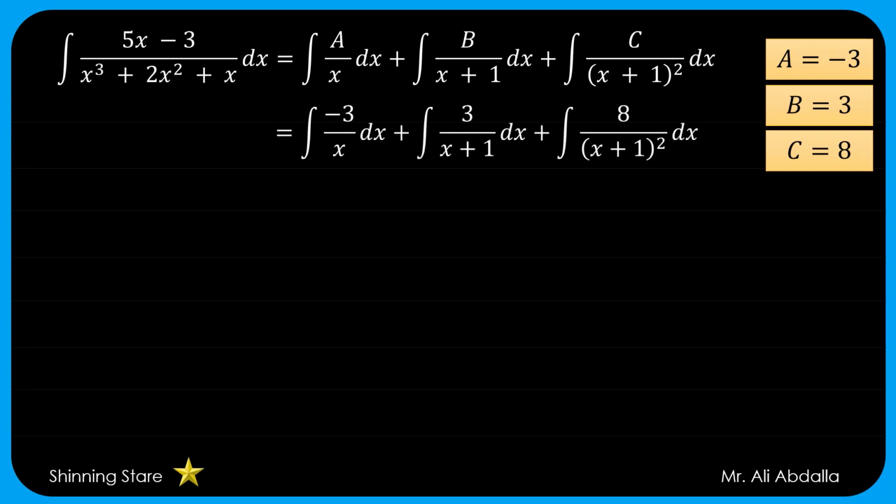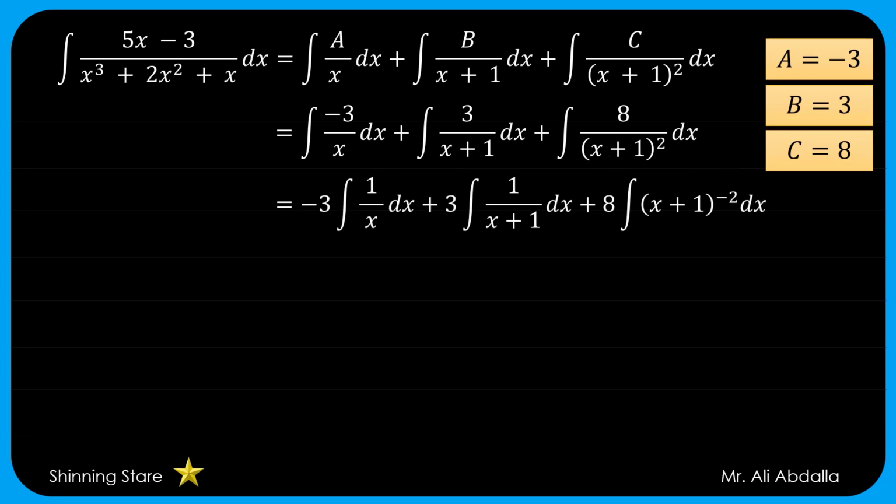We get the integral of negative 3 over x with respect to x, plus the integral of 3 over x plus 1 with respect to x, plus the integral of 8 over x plus 1 to the power 2 with respect to x. Then we can take negative 3 outside the integral, and the same with 3 and 8. But x plus 1 to the power 2, we can write in this form: x plus 1 all to the power negative 2. Then we can use the integral of f prime of x over f of x dx equals natural logarithm of absolute value of f of x plus C.